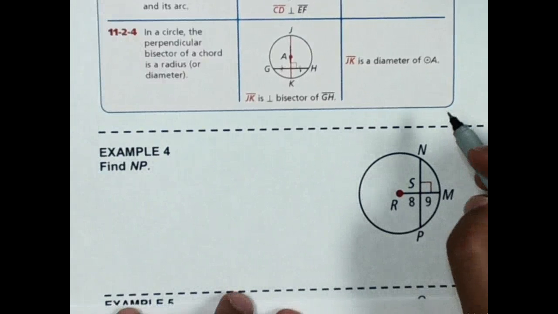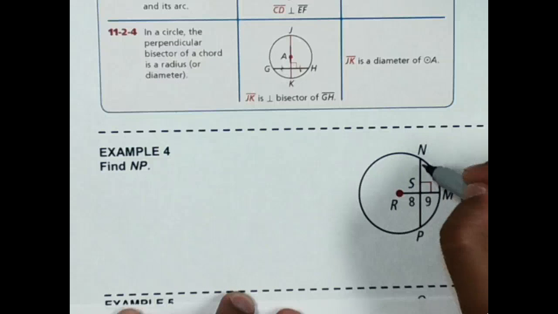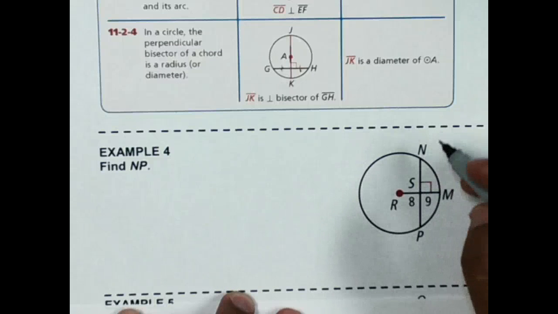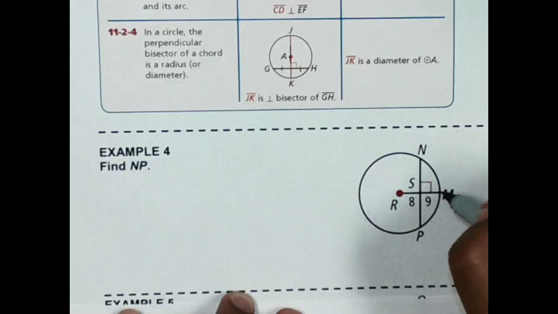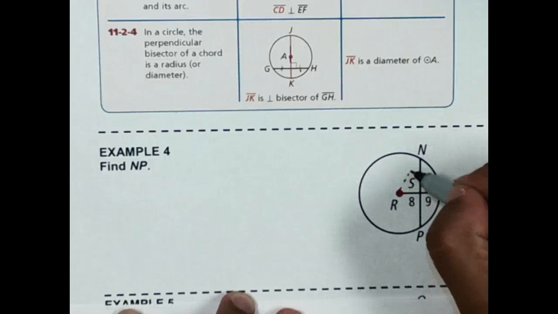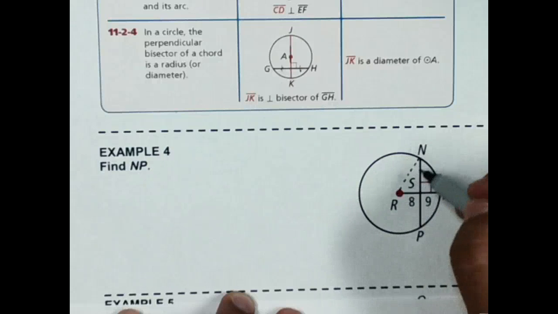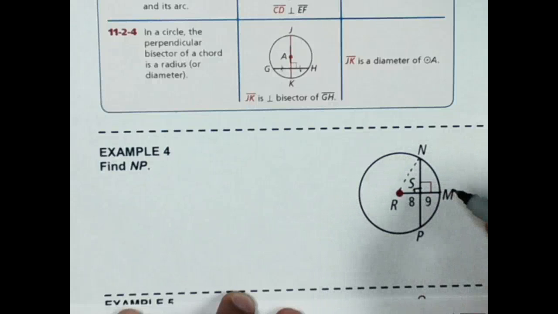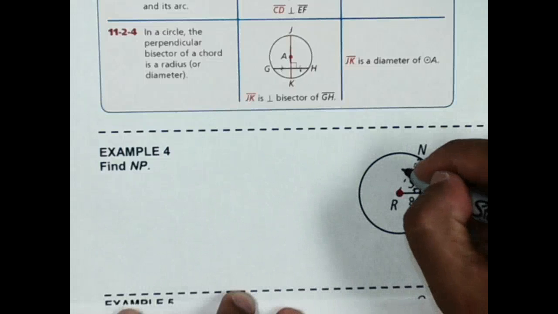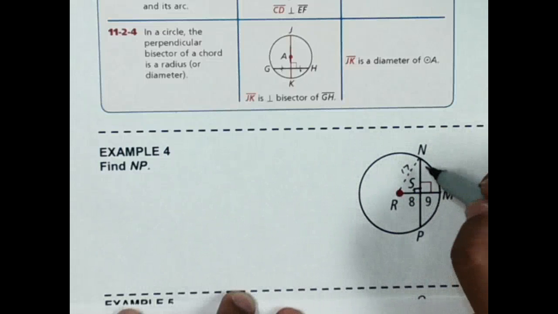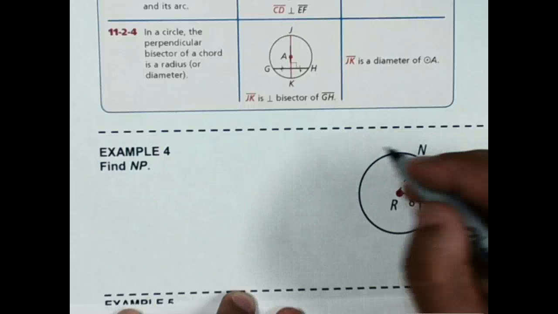All right, I want to find the distance from N to P. So notice what I can do. I know that RM is a radius because it's going from the center to the edge. So I can draw that right there, and draw another radius, because I know this angle right here is going to be 90. So 8 plus 9 gives me 17. So all my radii are 17. So now I have a right triangle, which means I can use the Pythagorean theorem.